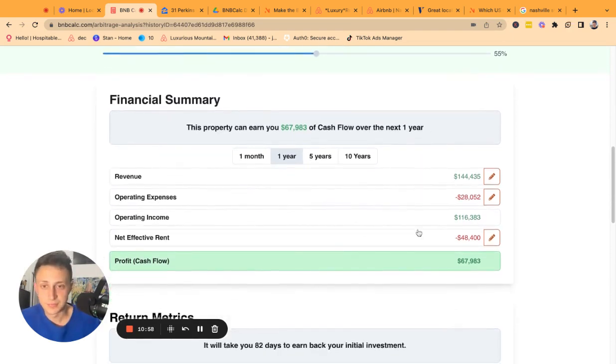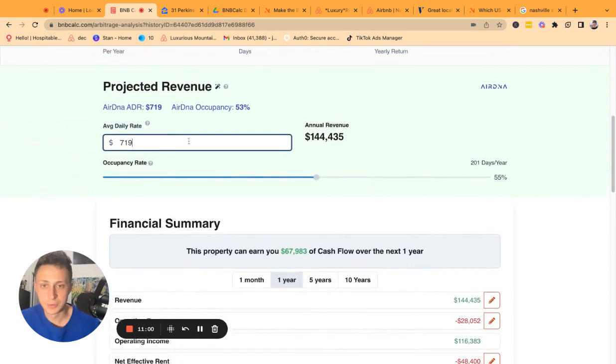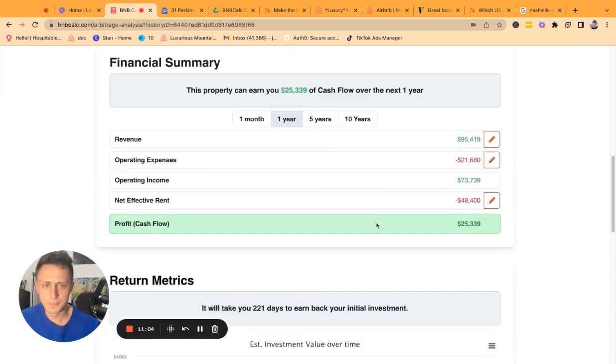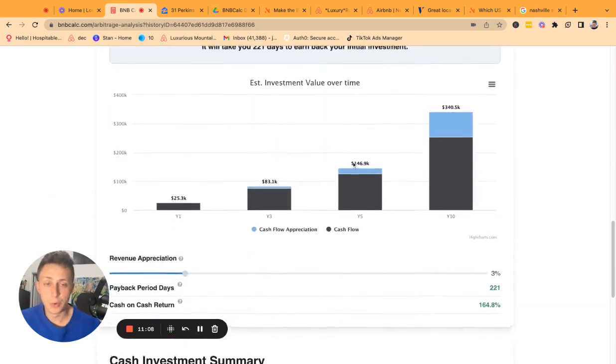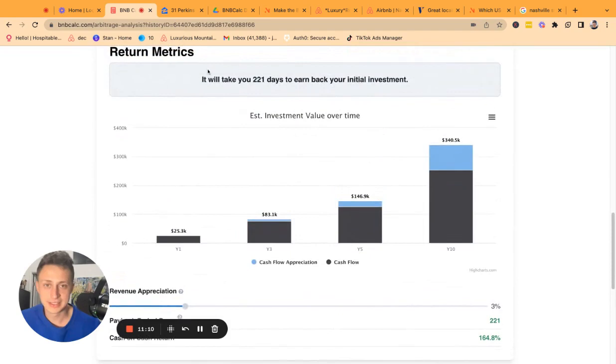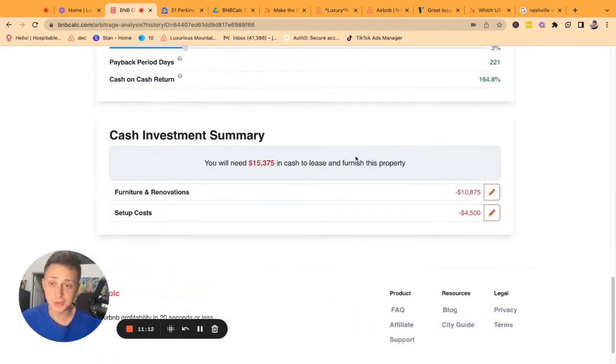So that being said, we're going to go back down. We're going to be a little conservative. I think I said 475 a night before. Again, that also includes cleaning, keep in mind. But what we want to calculate is how long it takes us to get back our initial investment. What is our initial investment?